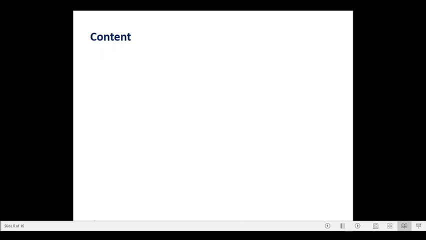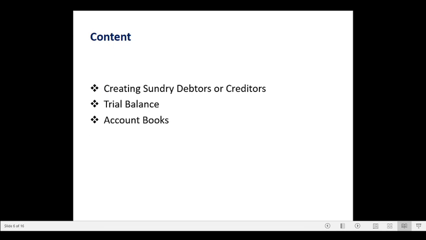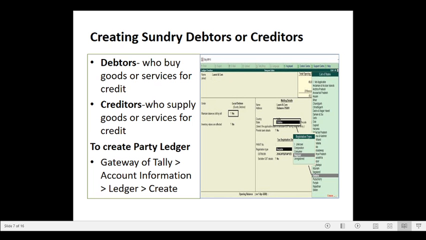The content of this session are creating sundry debtors or creditors account, trial balance, account books, cash book and bank book, and to answer multiple choice questions. Let's go to creating of sundry debtors or sundry creditors account.